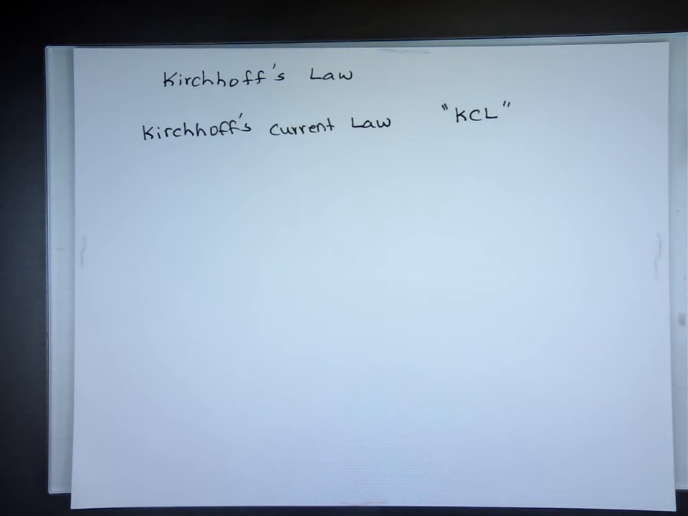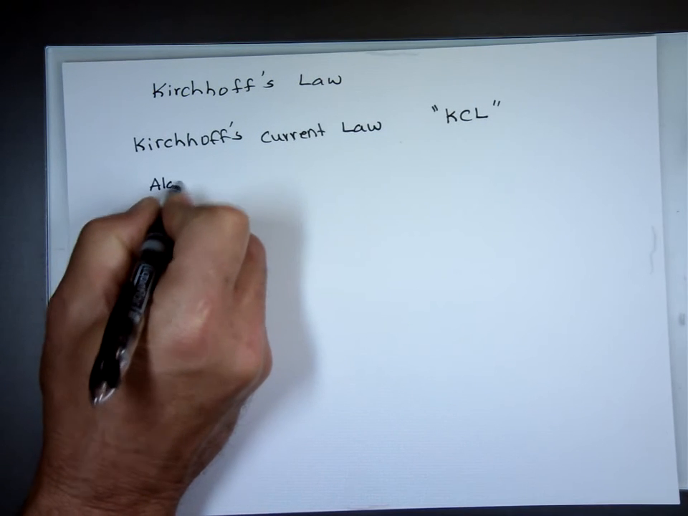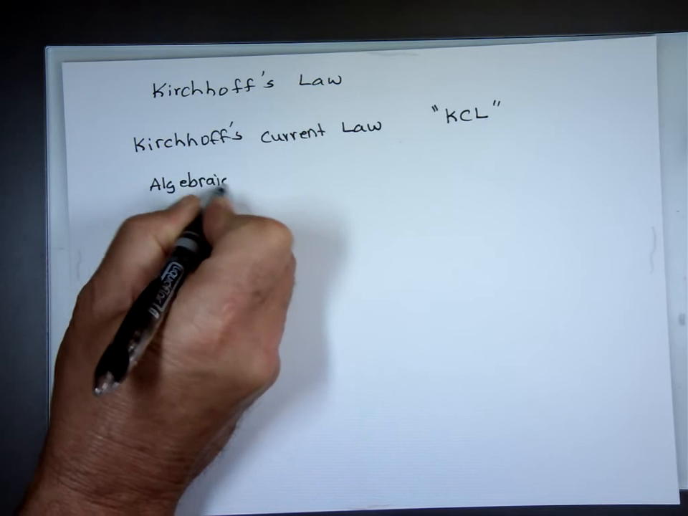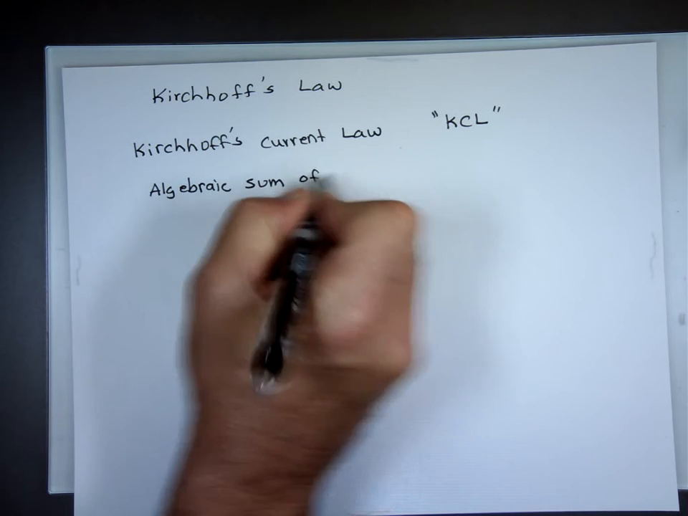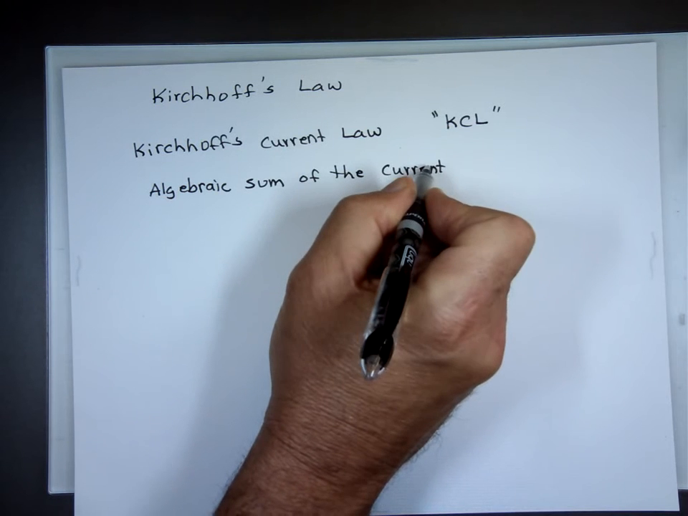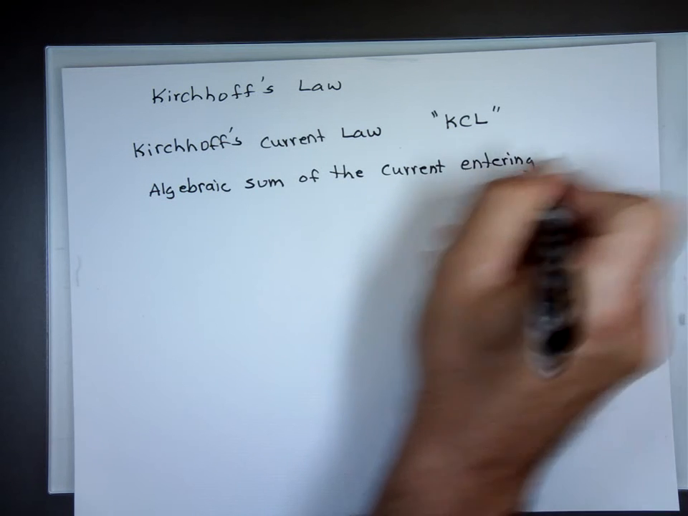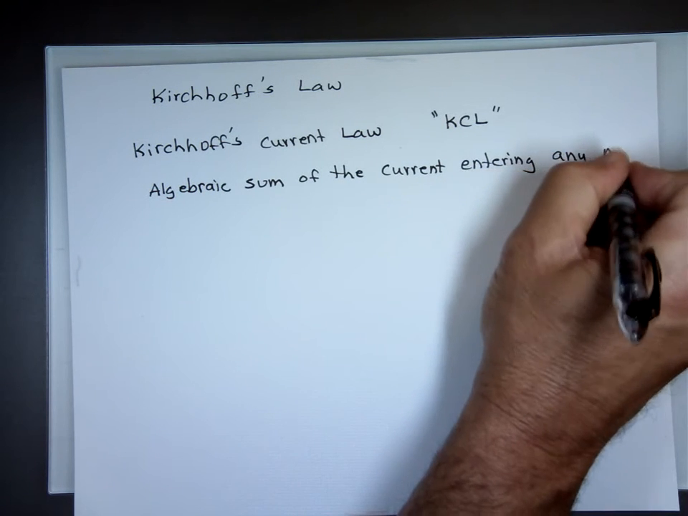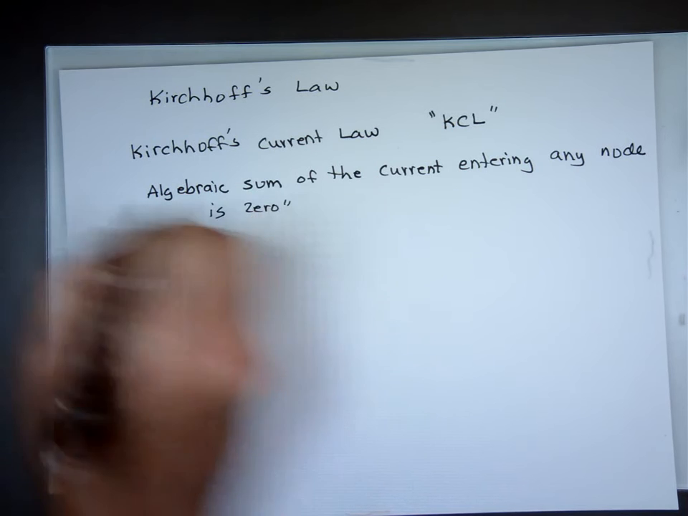So the abbreviation for that is KCL, Kirchhoff current law. And what Kirchhoff said is: the algebraic sum of the current entering any node is 0. That is Kirchhoff current law.